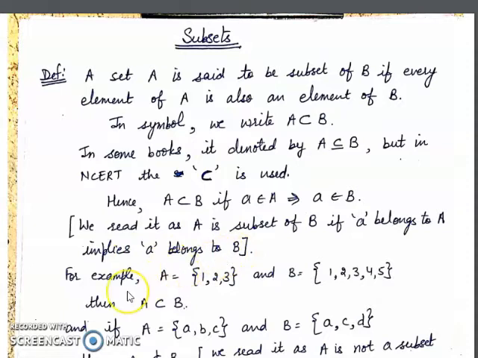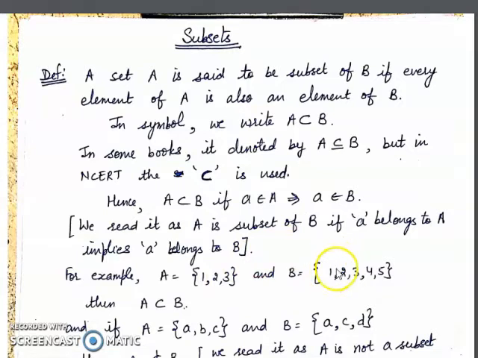So take some examples. Suppose set A contains the elements 1, 2, 3 and set B contains the elements 1, 2, 3, 4, 5. Then you see every element of A, 1, 2, 3, is also an element of B. It may be possible that B has some extra elements, but every element of A is in B. Then we say A is a subset of B.